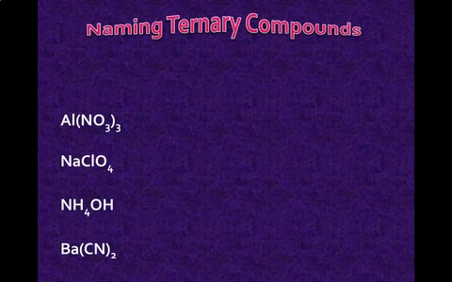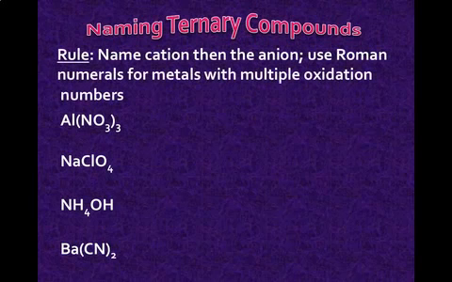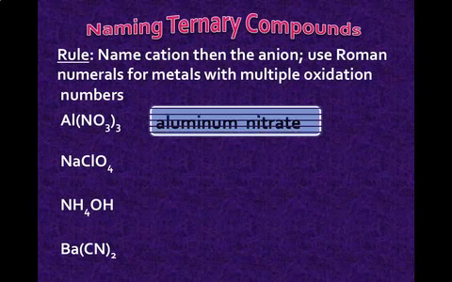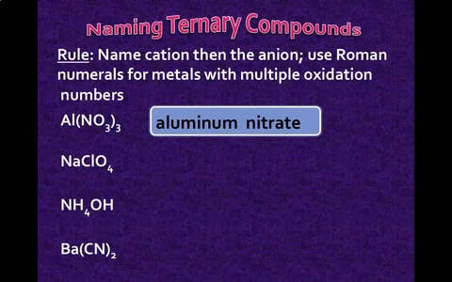To name these, you pretty much follow the same rules as the ionic compounds. You name the cation, then the anion, so it's the positive and then the negative. And then you use the Roman numerals for metals that have multiple oxidation numbers. So this is essentially just the same as it was before, except you need to now know these polyatomic ion names. So Al is aluminum and NO3 is nitrate. And aluminum only can be +3, so we don't need to worry about Roman numerals.